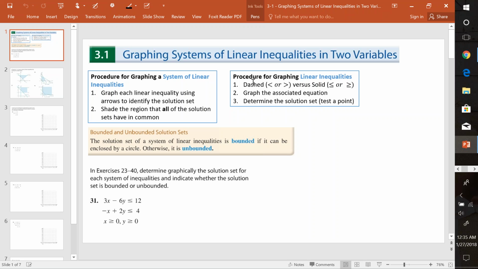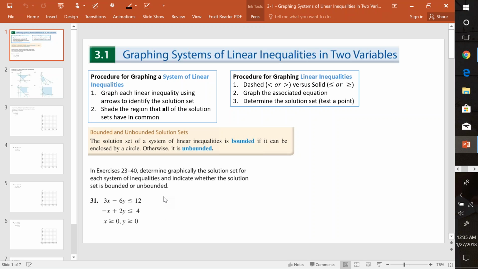So the procedure is: you need to know dashed or solid, graph the associated equation, that's the y equals mx plus b, and you can determine the solution set by just testing an ordered pair and seeing if it comes out true or false. The solution set of a system of linear inequalities, if you graph more than one, is called bounded if it can be enclosed by a circle. In other words, the graph doesn't go off forever. Otherwise, it is unbounded. We're going to determine graphically the solution set for each system of inequalities and indicate whether the solution is bounded or not.